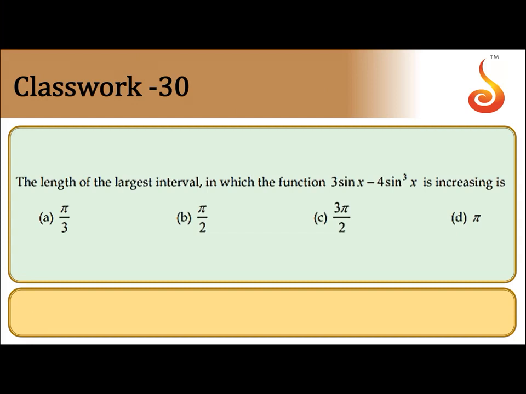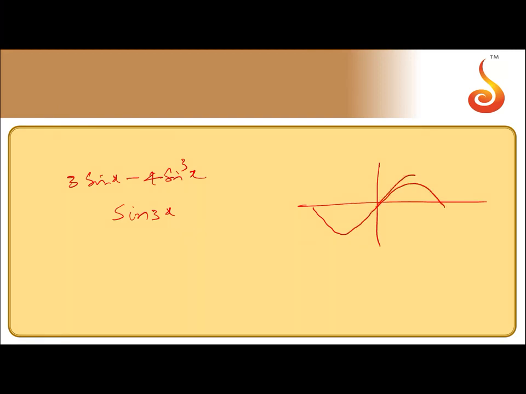Coming to the next one. The largest interval in which the function 3 sin x minus 4 sin³x is increasing. Of course, this is nothing but sin 3x. When you draw the graph, the sin 3x graph looks like this one. Of course, it attains the maximum value.